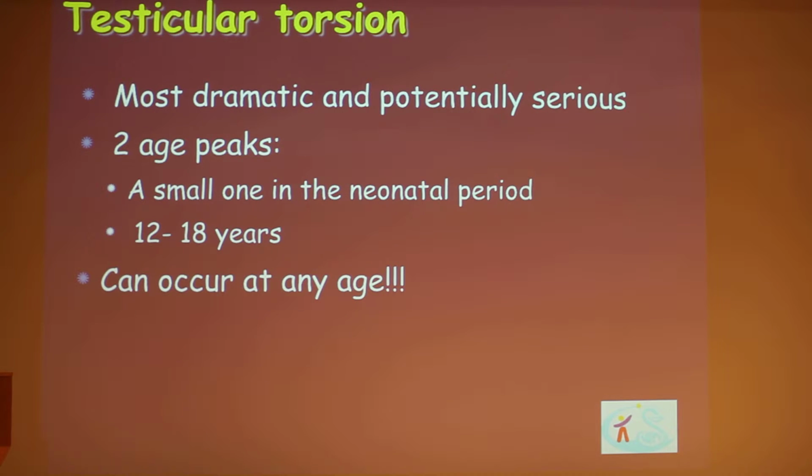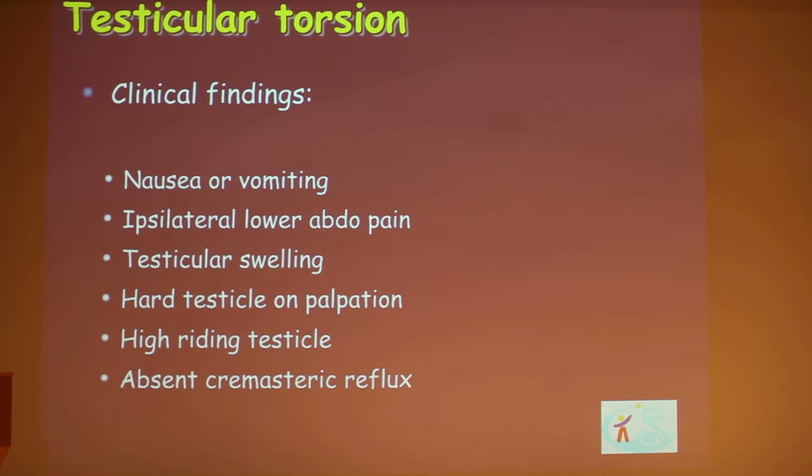It's potentially serious with loss of the testicle, and there are two age peaks. There's a small one in the neonatal period, and then there's another peak at 12 to 18 years, but it can occur at any age. Clinical findings include nausea or vomiting, ipsilateral lower abdominal pain, swelling, hard testicle on palpation, a high-riding testicle, and an absent cremasteric reflex.